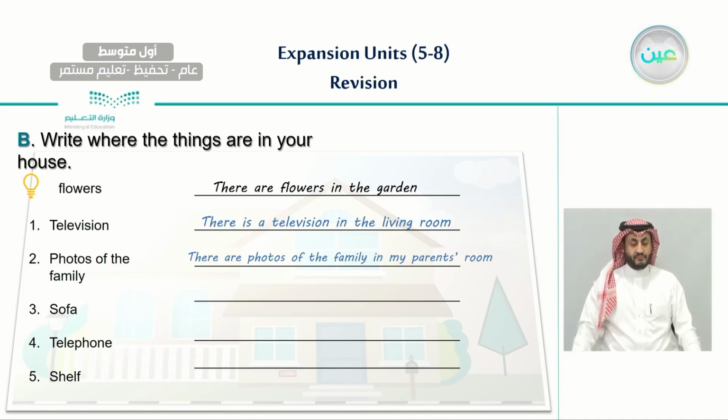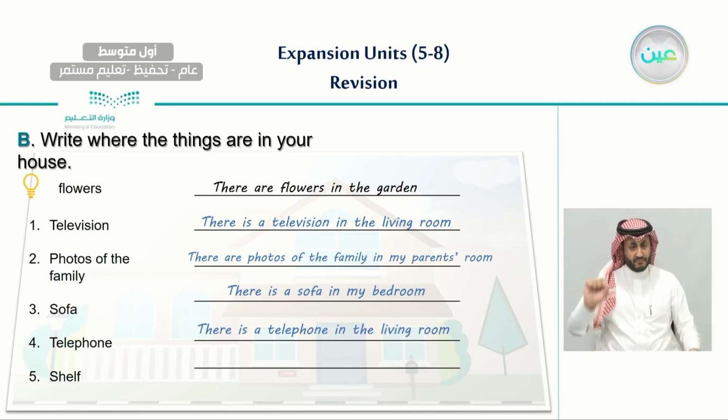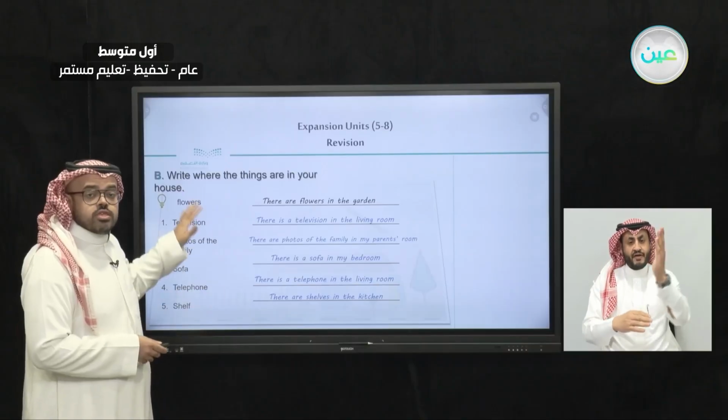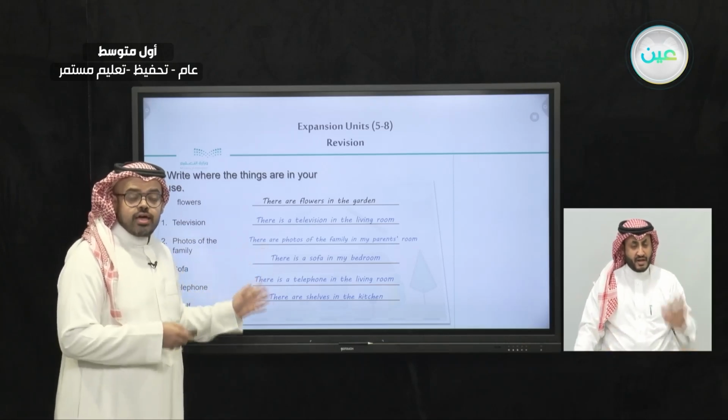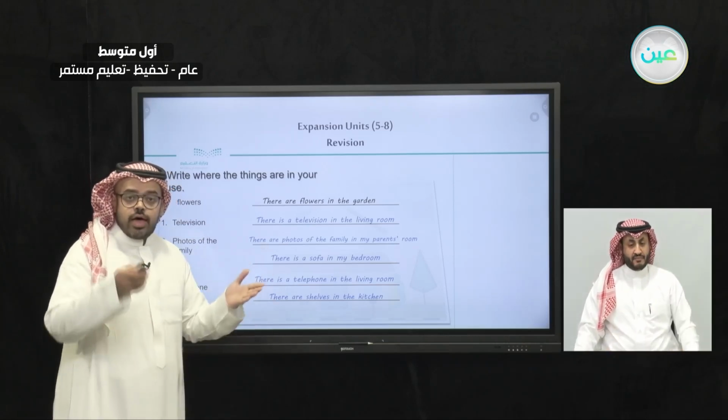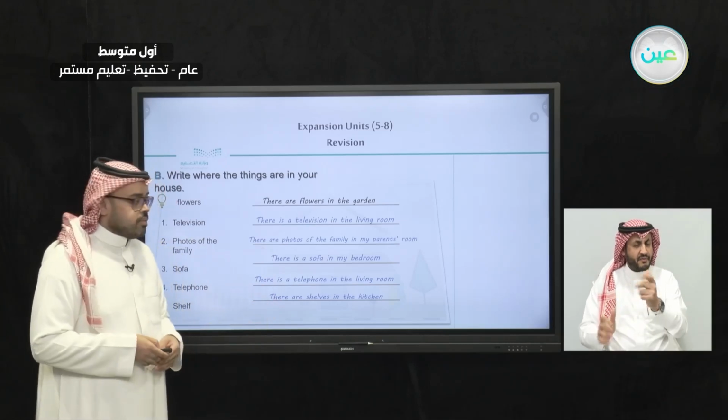And number 3, sofa. There is a sofa in my bedroom. And number 4, telephone. There is a telephone in the living room. And the last one, shelf. There are shelves in the kitchen. So here we have different things, different items. I have mentioned where those items are in my house. And also you should do the same.